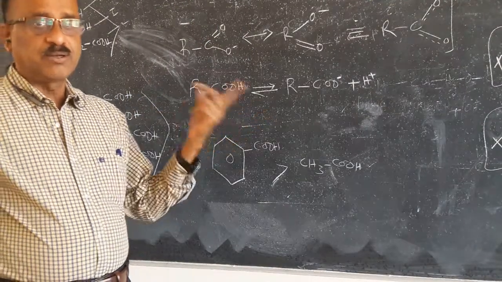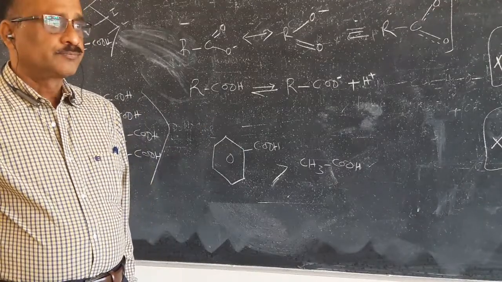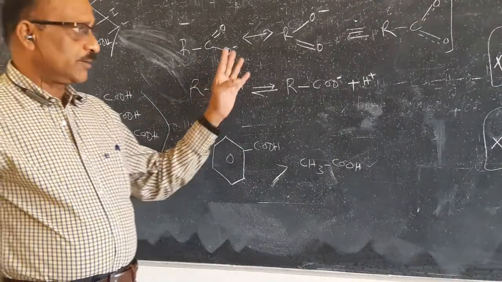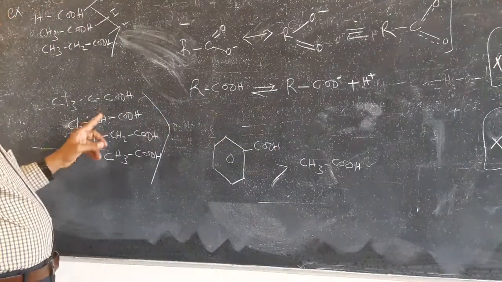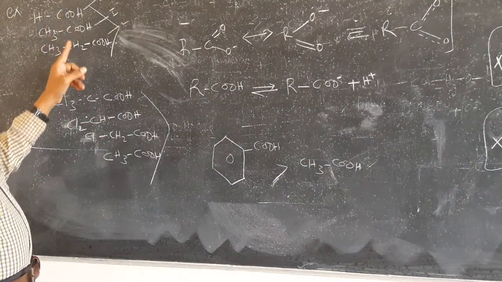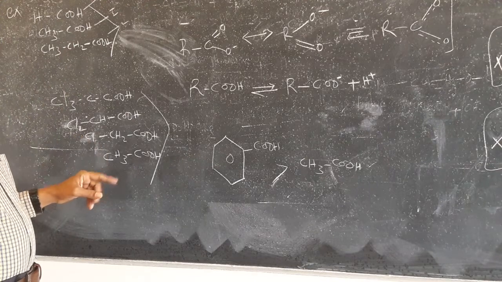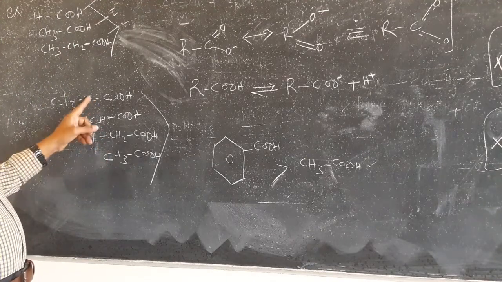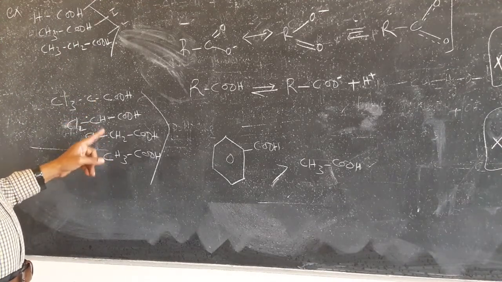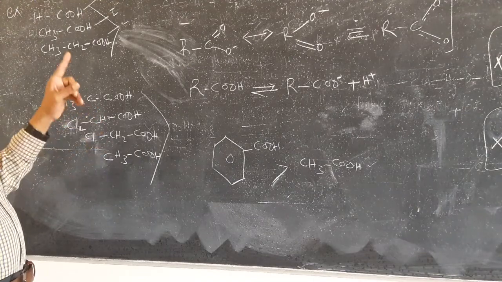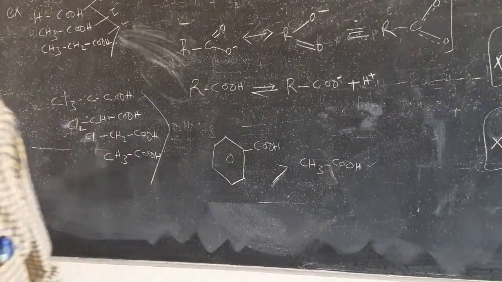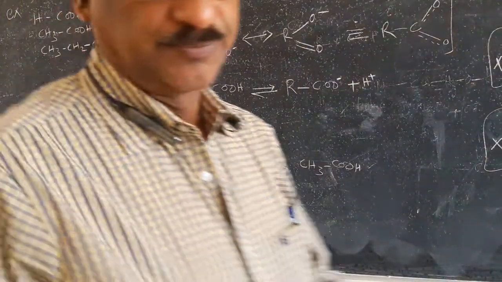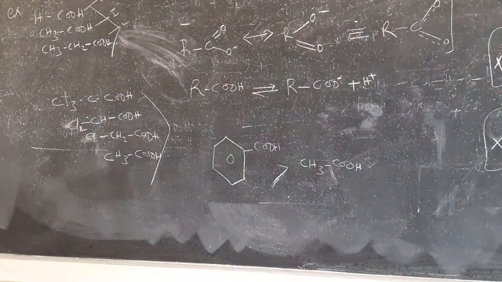But if you compare to the organic acids, you can see a large number of organic acids. That is formic acid, acetic acid, propionic acid. Similarly, you can see chloroacetic acid, dichloroacetic acid, and trichloroacetic acid. You can see different carboxylic acids and benzoic acid also. I will show you these acids very clearly.